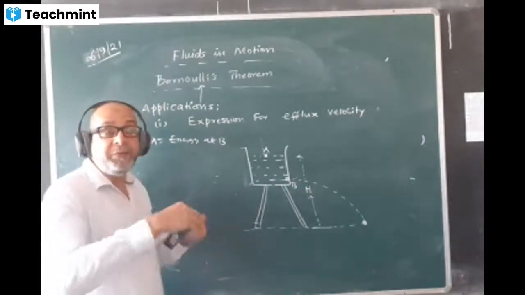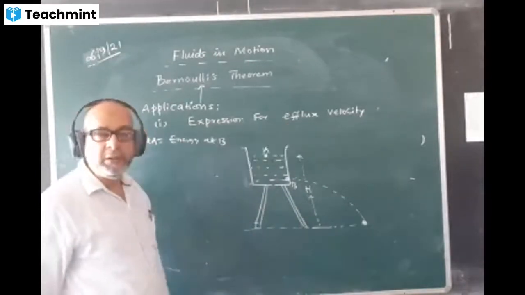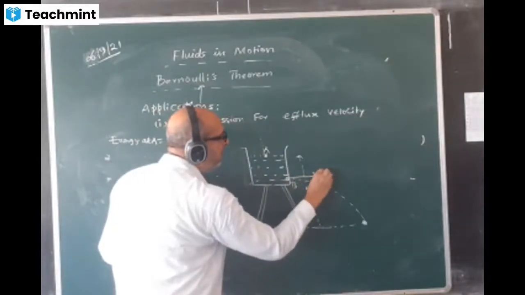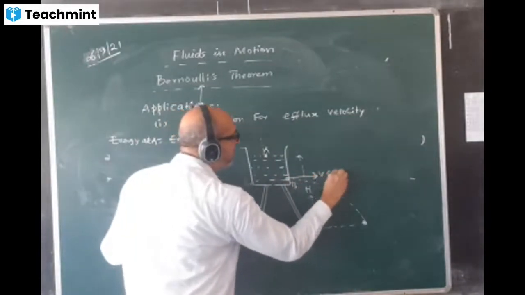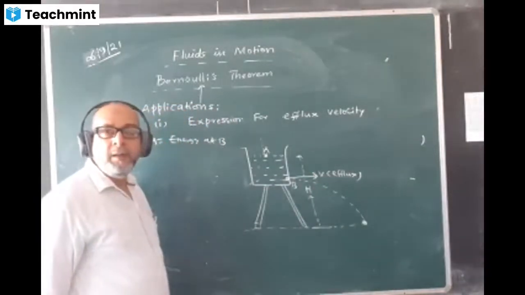The velocity with which the liquid comes out is called the efflux velocity. It means at this point the velocity will be horizontal. This velocity will be called efflux velocity at this point.